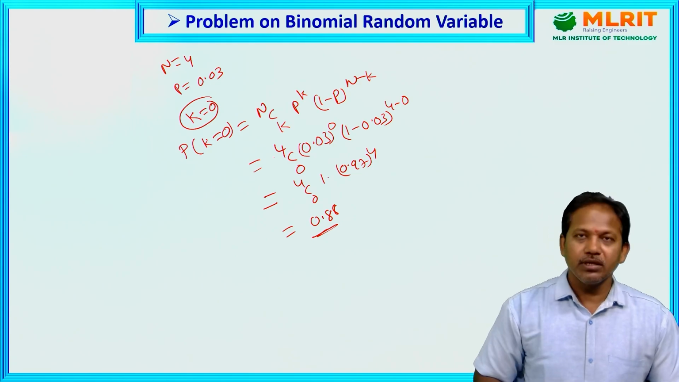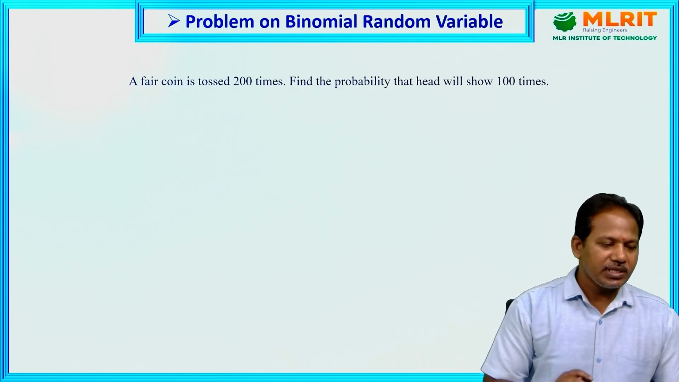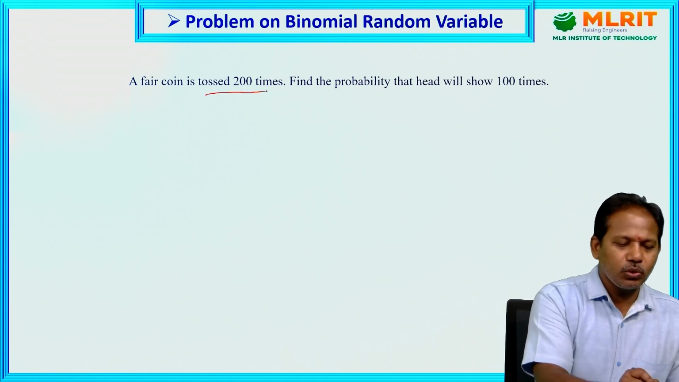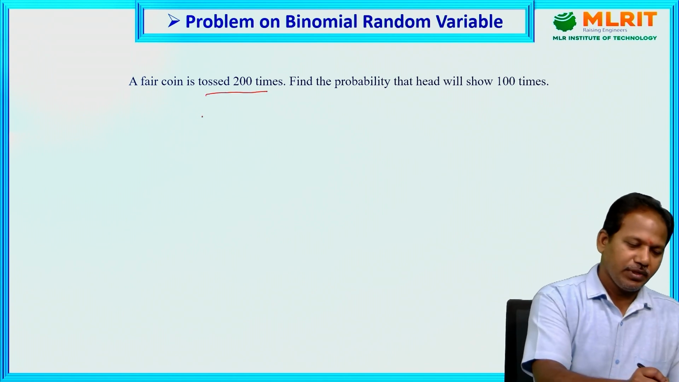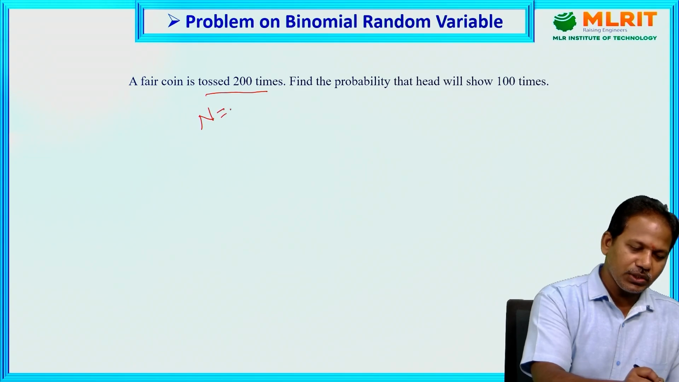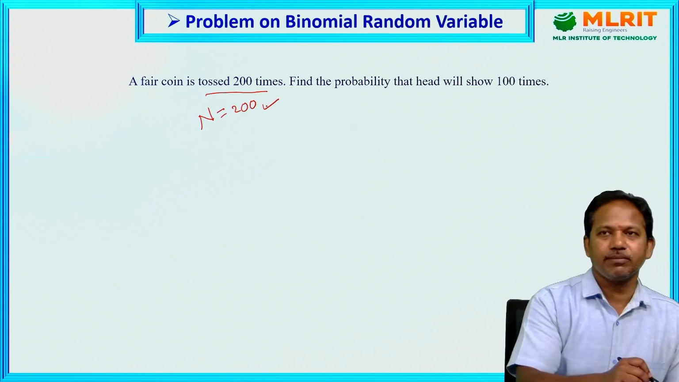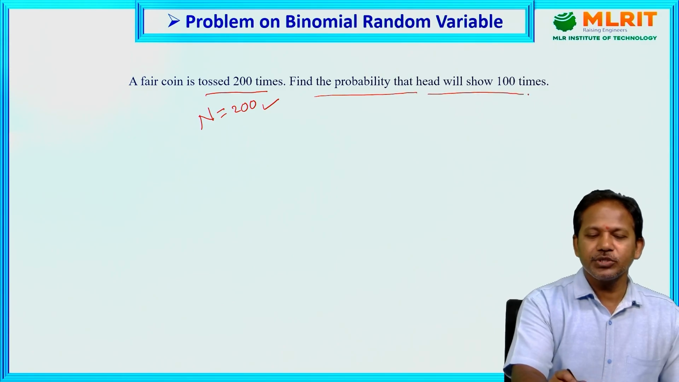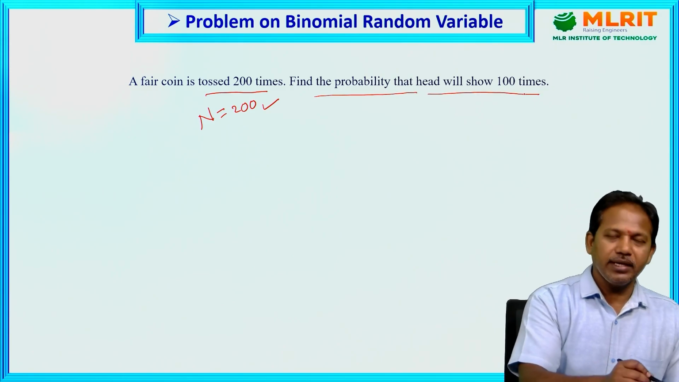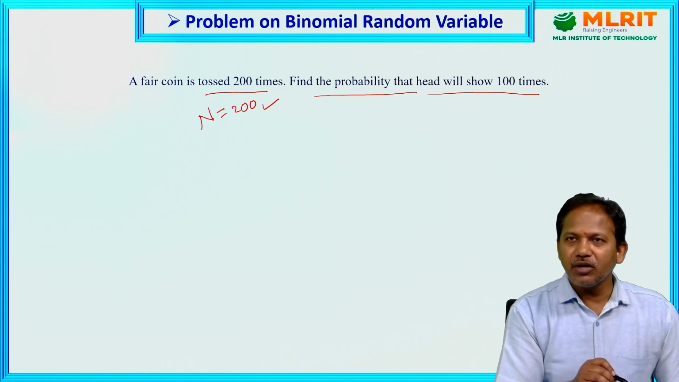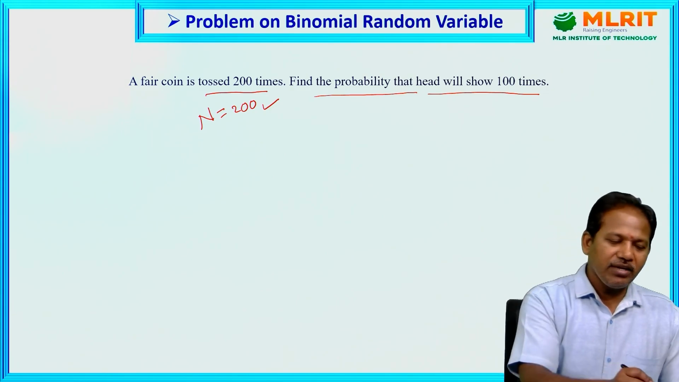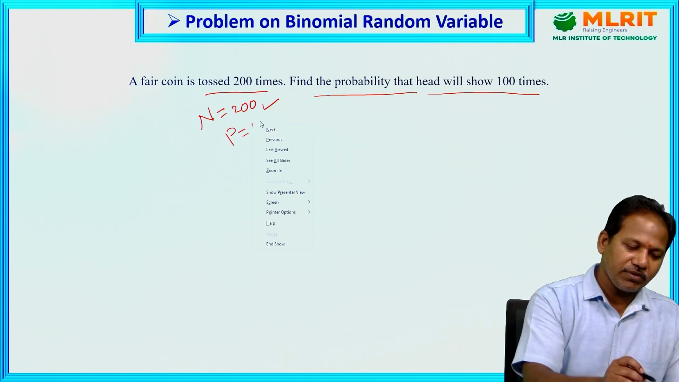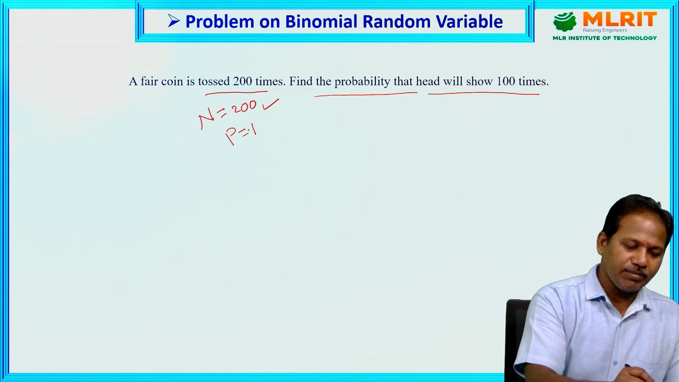Next we will see another problem. See here, a fair coin is tossed 200 times. Here N is given. Find the probability that heads will show 100 times. Here my probability of event A will be taken as heads showing 100 times.